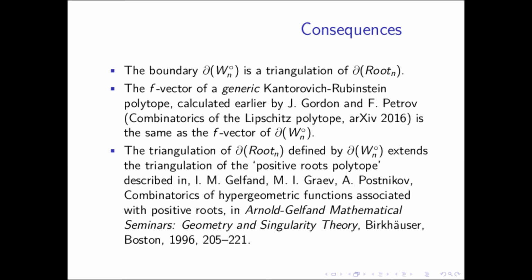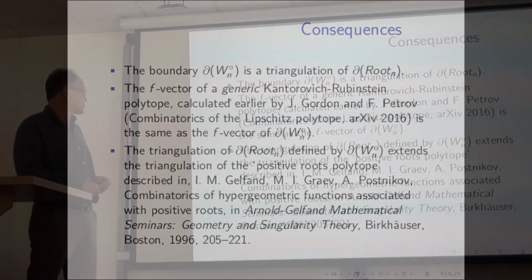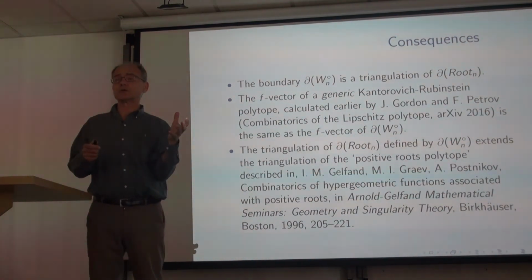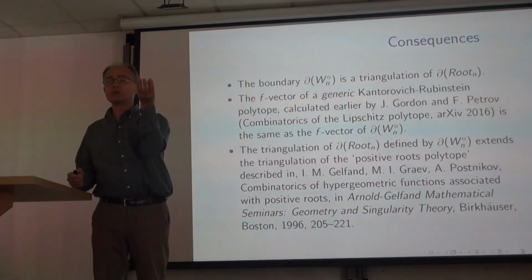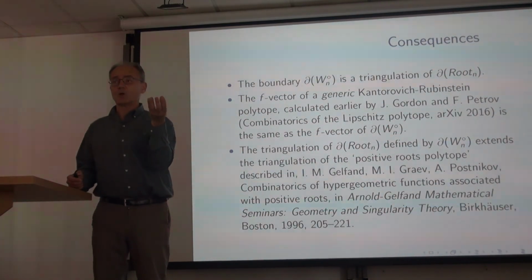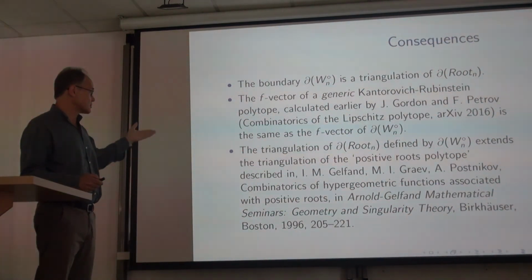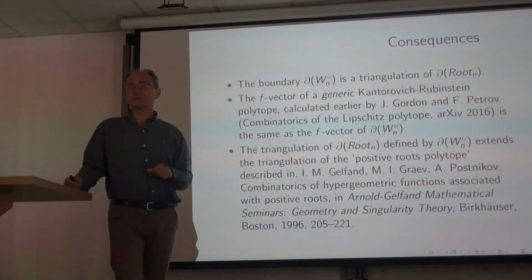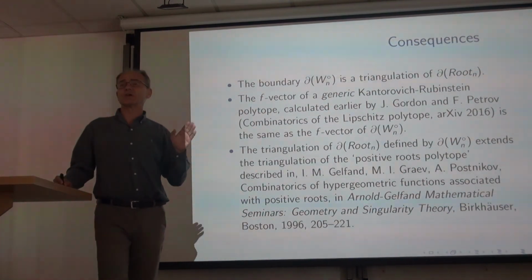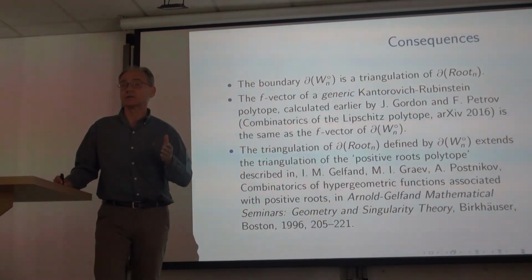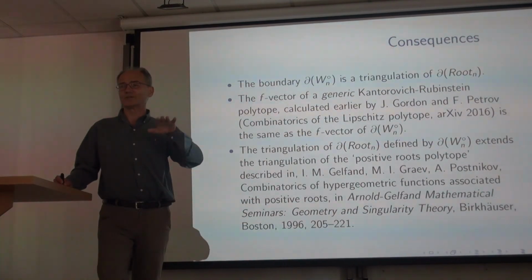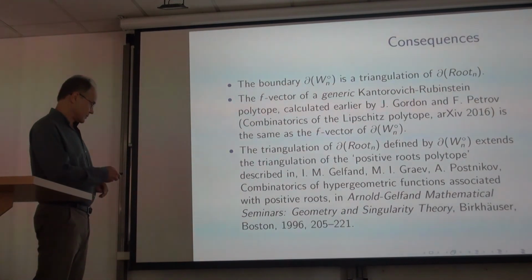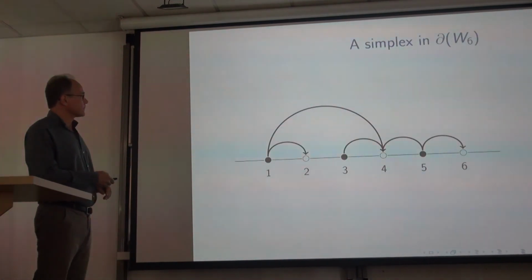We also obtain as a corollary a result of Gelfand, Graev and Postnikov. They wanted to triangulate not the complete root polytope, but only the polytope generated by positive roots. And the reason they did that was in the study of generalized hypergeometric functions. You remember this famous book, Gelfand-Kapranov-Zelevinsky, was also written partly because Gelfand wanted to study this problem. And this is about the same time.